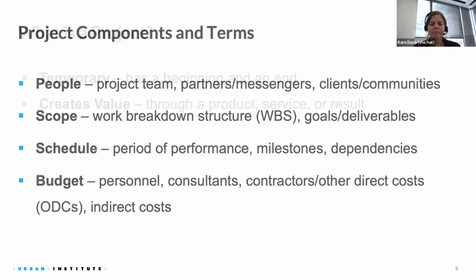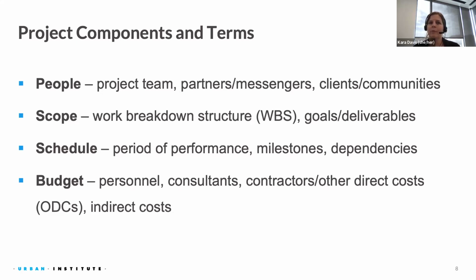When we think about different components, you're usually talking about the people: who's involved, who's accountable for things, who needs to be involved in decision making, who are our stakeholders. You're definitely thinking about the project team you're working with, who needs to be on that team, your partners and your messengers that you need to make the project a success, and the clients and the communities that you're working for. When we talk about scope, we're thinking about the work breakdown structure, which sometimes people abbreviate as WBS, the goals, the deliverables that you've committed to.